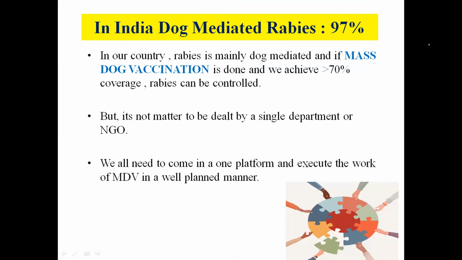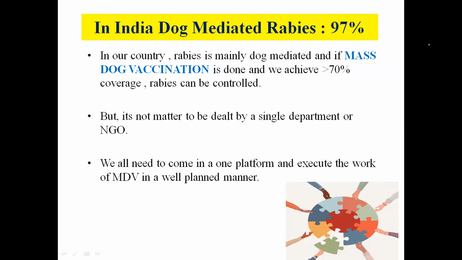In our country, rabies is mainly dog-mediated. As we have already discussed, it is 97% dog-mediated rabies, but it is not a matter to be dealt with by a single department or NGO. So we all need to come onto one platform and execute this work of mass dog vaccination and deal with rabies, having different approaches, post-exposure prophylaxis, etc. in a well-planned manner. We should come forward, and like the previous two speakers, Dr. Omesh and Dr.